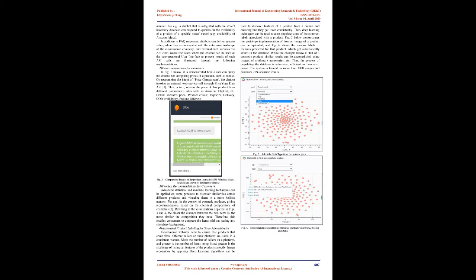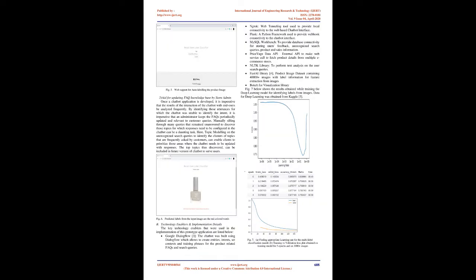Fig 5 below demonstrates the prototype implementation of how an image of a product can be uploaded, and Fig 6 shows the various labels or features predicted for that product, which get automatically stored in the database. While the example below is that of a cosmetic product, similar results can be accomplished using images of clothing/accessories, etc. Thus, the process of populating the database is automated, efficient and less error-prone. The system is trained on more than 3,000 images and produces 97% accurate results.